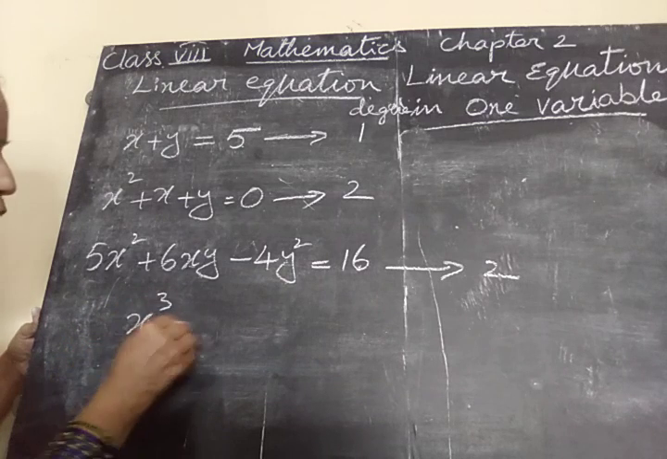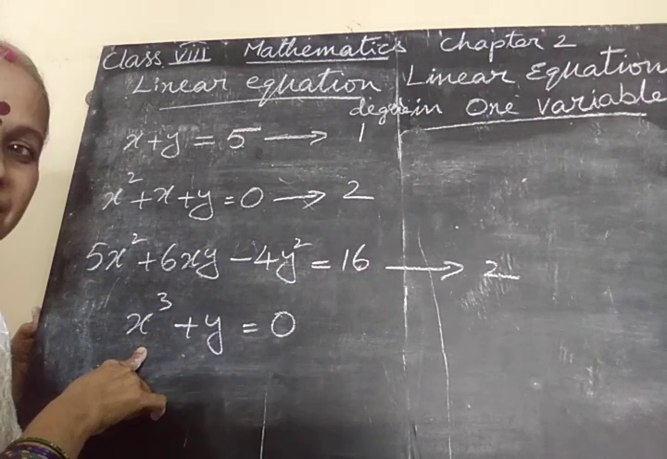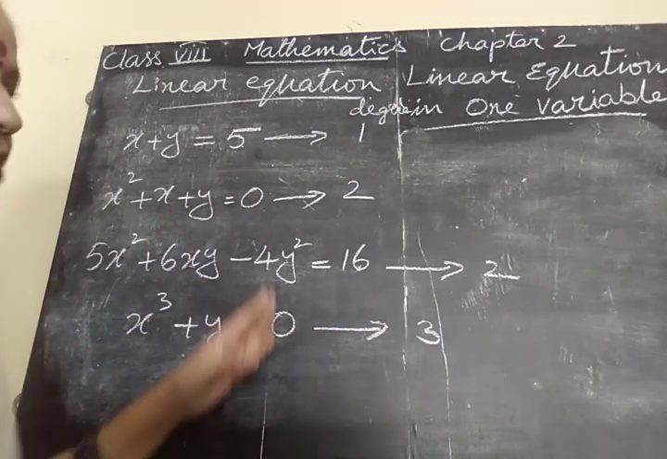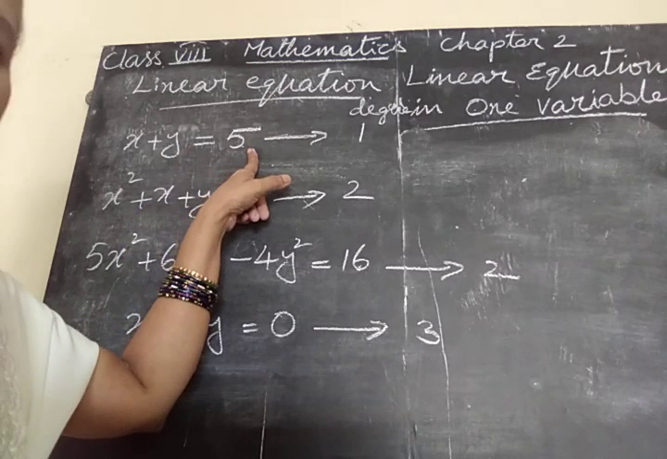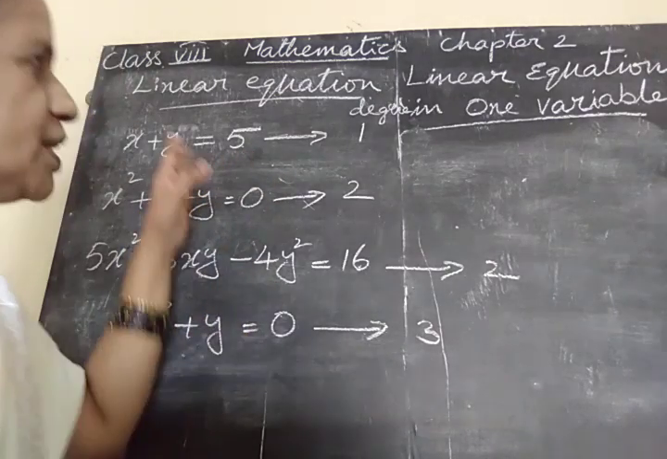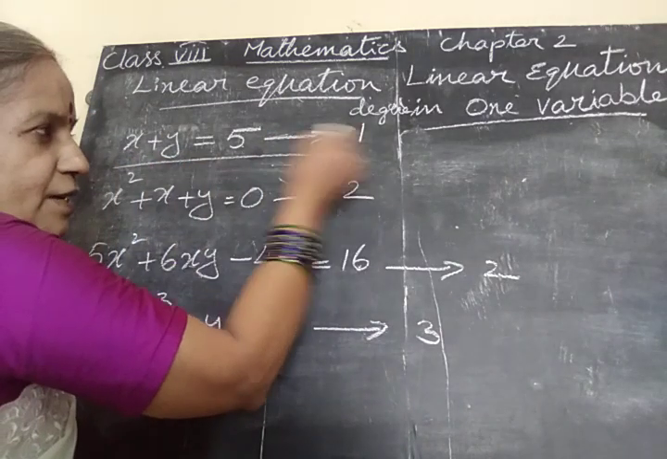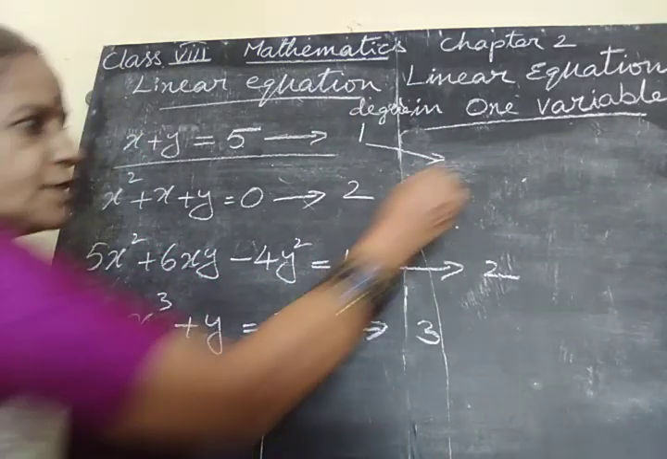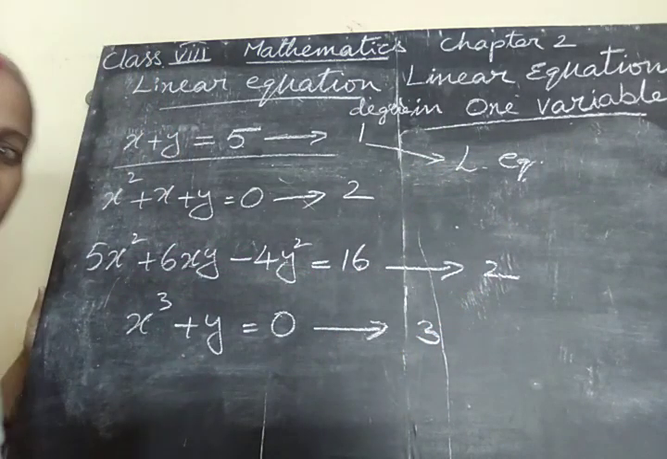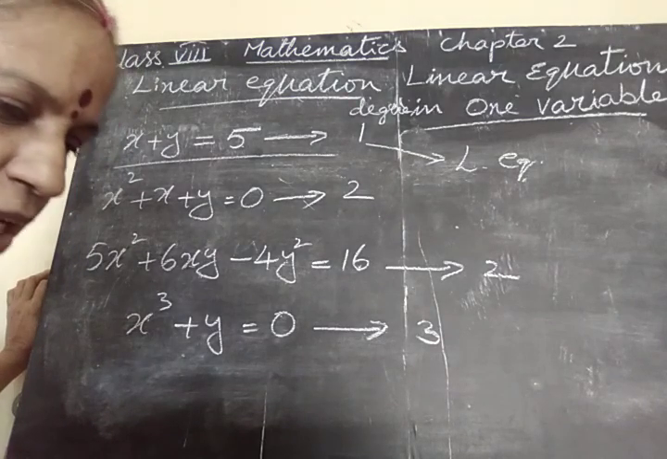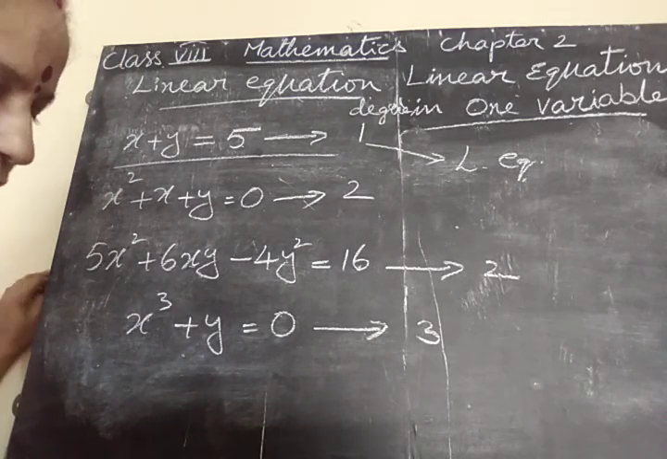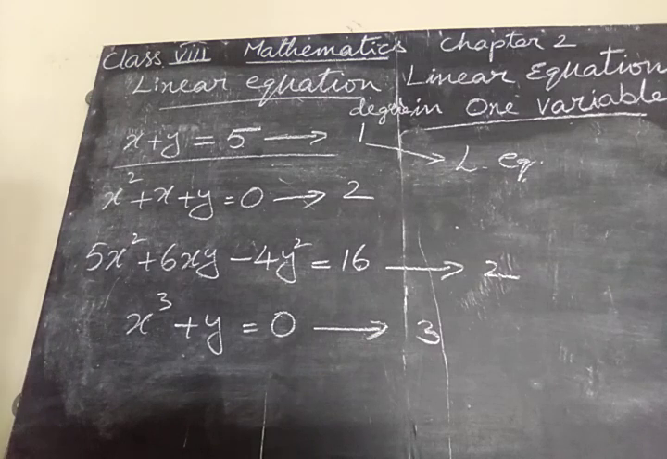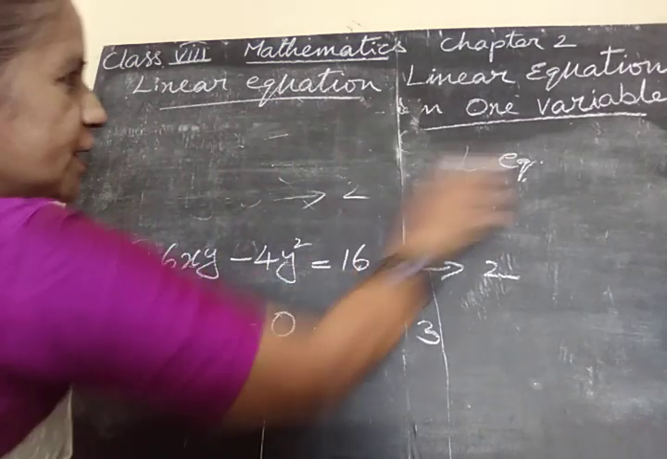Suppose x³ + y = 0. What is the degree? 3. So the degree of this one is 3 only. So equations with degree 1 are called linear equations. These are linear equations. Understood, children? What are linear equations? Those equations whose degree is 1 are called linear equations. Understood? That is about linear equations.